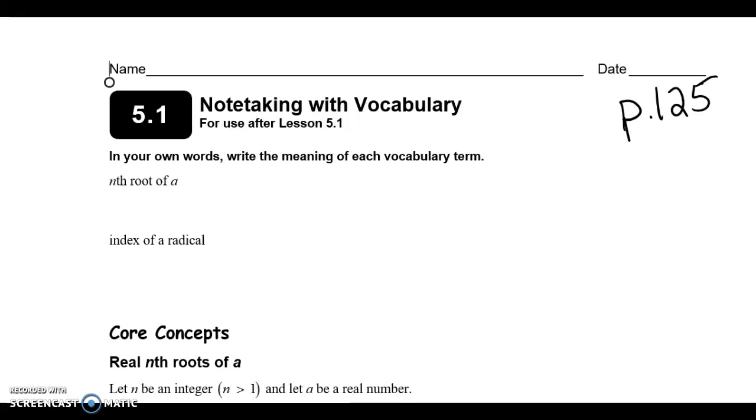Hi, we will now begin Chapter 5. This is the first video for Section 5.1. At this time, you can write down the definitions of the two vocab words, nth root of A and index of radical. Copy these vocab words onto page 125 of your journal.